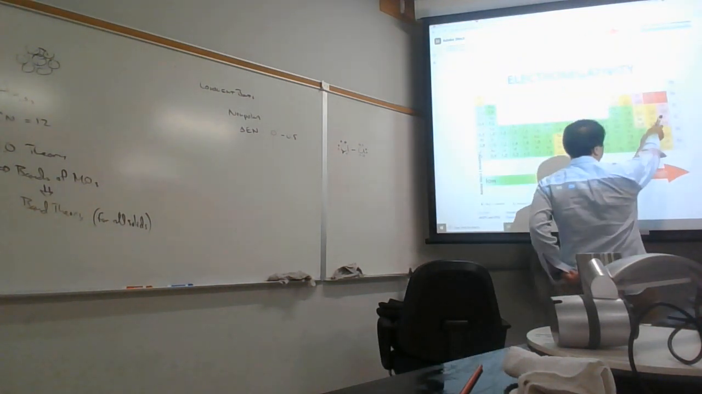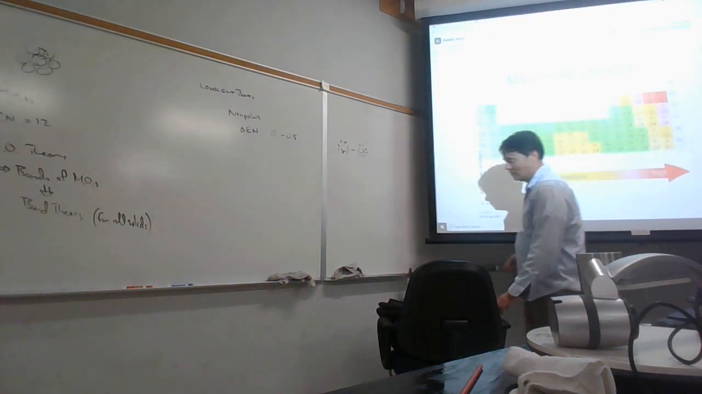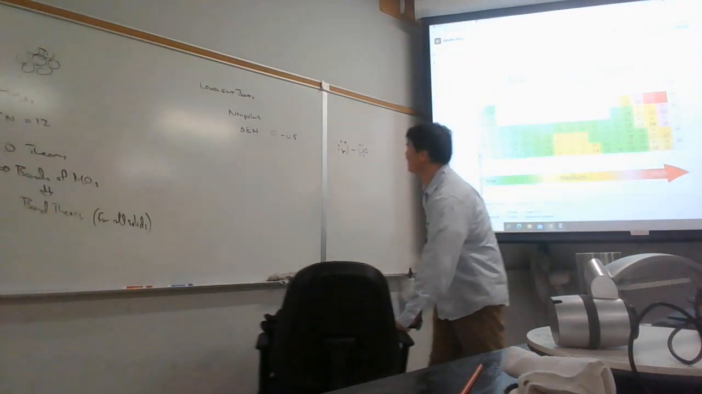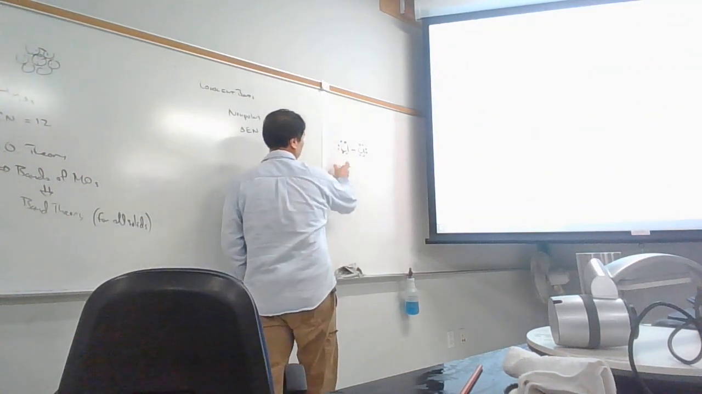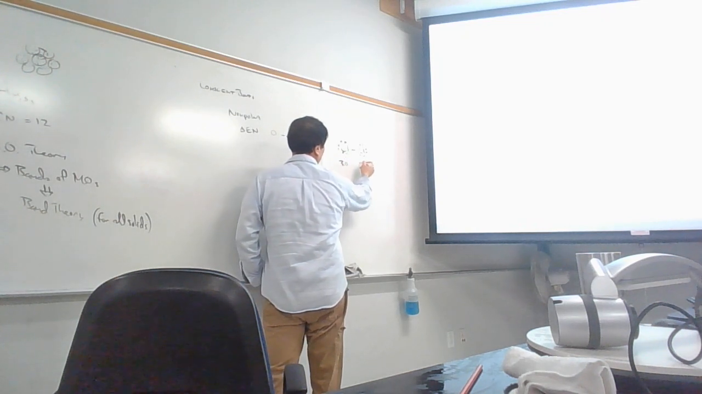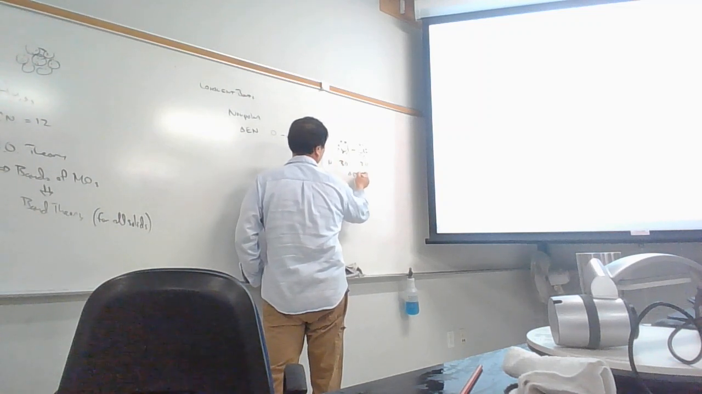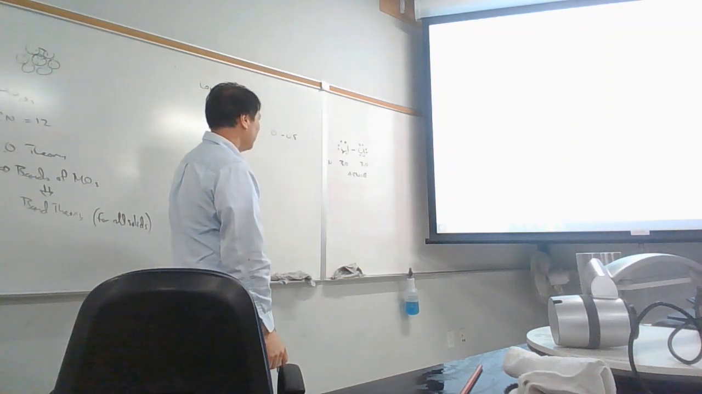Chlorine's 3.0 and chlorine's 3.0, so delta EN is 0. This is perfectly nonpolar covalent.